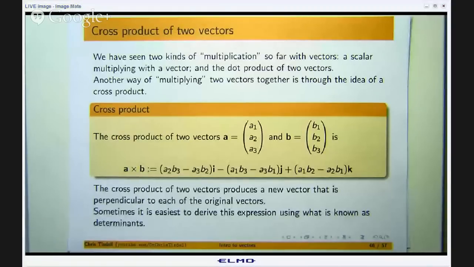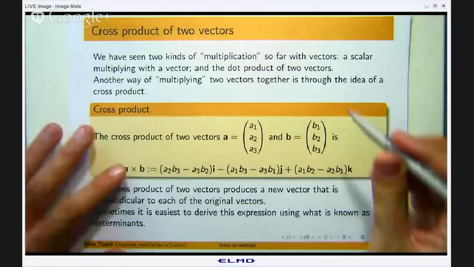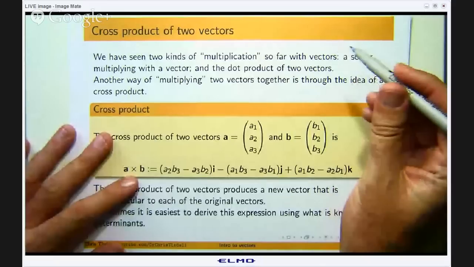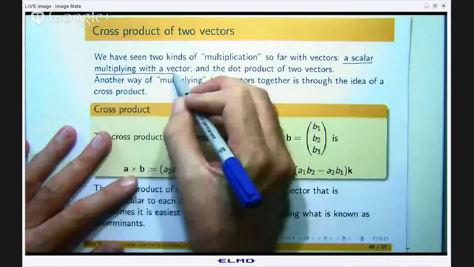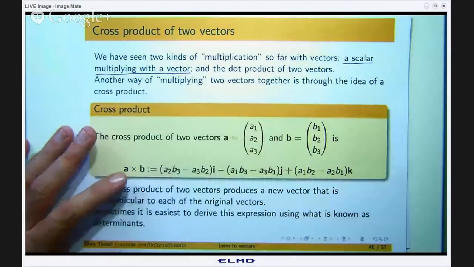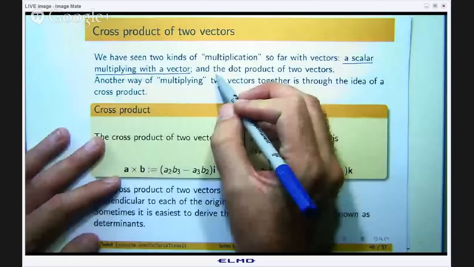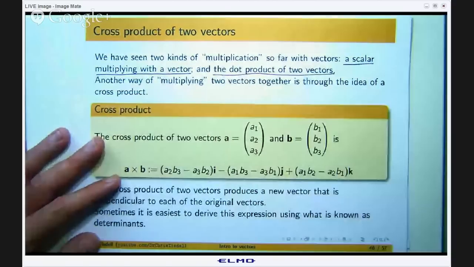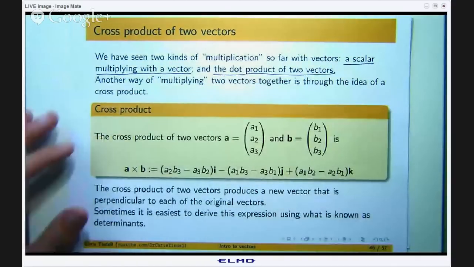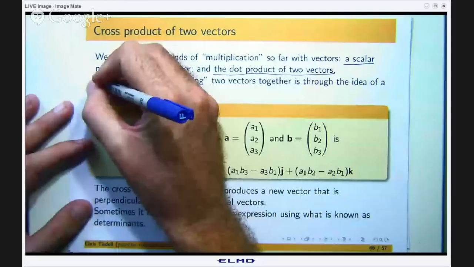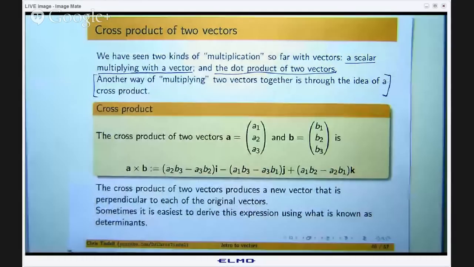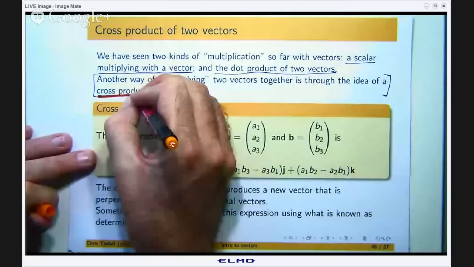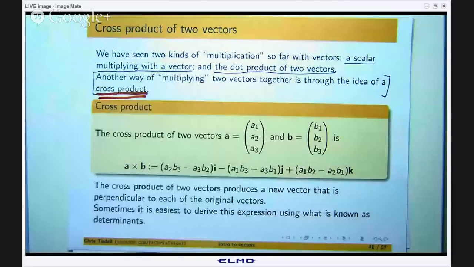Okay, the cross product of two vectors. All right, so we already know how to multiply a scalar or a number with a vector. Okay, we know from previous videos the dot product of two vectors. Well, in this presentation I'm going to show you the idea of a cross product, which is another sort of very loose way of defining multiplication between two vectors.